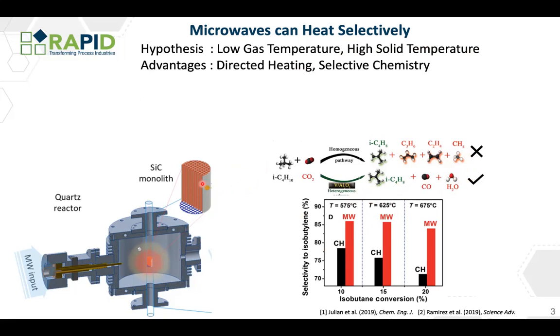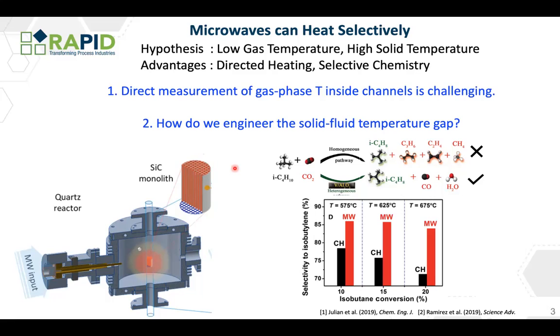And this has been achieved by the use of structured reactors or monoliths in which both the gas phase and the solid phase interact with each other. The gas phase being microwave transparent, that is, by not absorbing microwaves directly, the solid heats up to a higher temperature, leading to this hypothesis of selective heating. However, in the absence of direct measurement of gas phase temperature, this hypothesis cannot be proved conclusively.